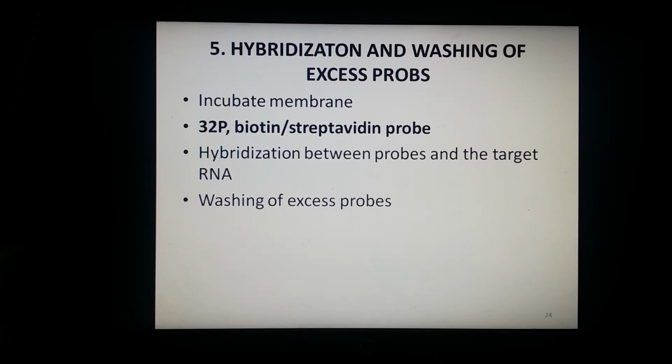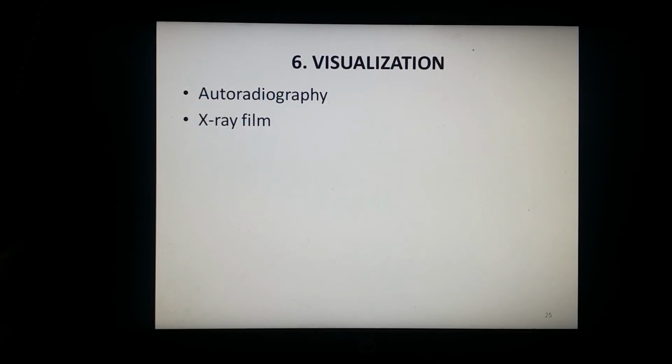They can be DNA, RNA, or oligonucleotides with a minimum of 25 complementary bases to the target sequence. And the probe must be labeled either with radioactive isotopes, that is P32, or with chemiluminescence. We have discussed this before. Hybridization between probes and the target RNA takes place, and then we wash the assessed probes. The last step is visualization, and for this purpose autoradiography is used. We place the membrane over X-ray film, and the X-ray film darkens where the fragments are complementary to the radioactive probes. So this is how we visualize this process.